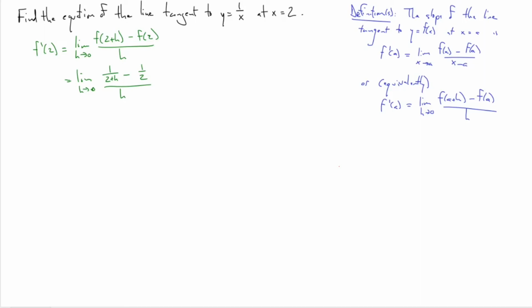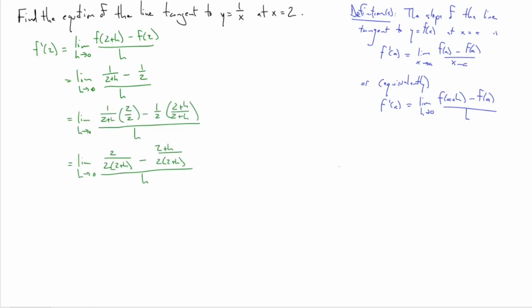And we're in the same boat. In order to make any progress, we have to combine those two fractions in the numerator. And in order to do that, we need a common denominator. And the common denominator is (2 plus h) times 2. Which gives us this expression here, 2 over 2 times (2 plus h) minus (2 plus h) over 2 times (2 plus h), all over h.